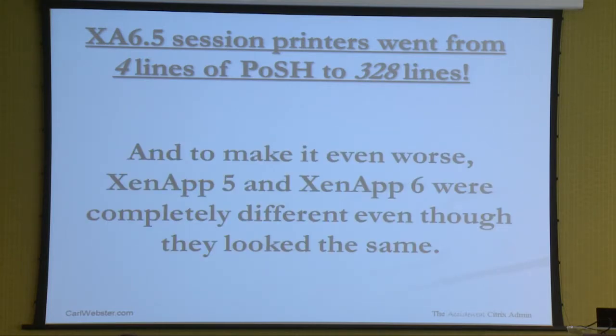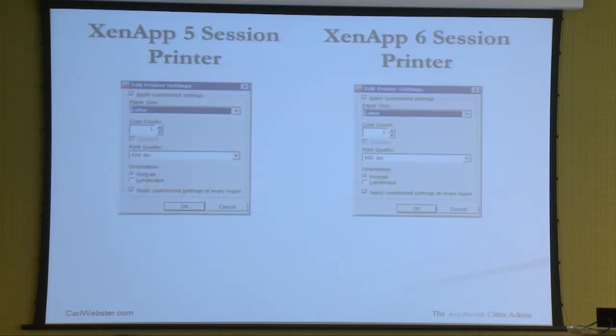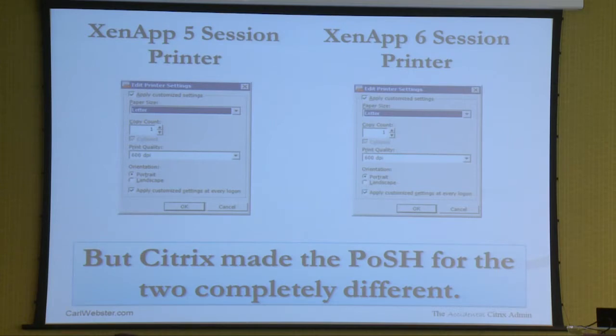Yep, you got it. And to make it even worse, XenApp 5 and XenApp 6 were completely different. There's XenApp 5, there's XenApp 6, session printer. You think they're the same? Nah. You think Citrix is bad with consoles? Man, they can't even keep this stuff sane in PowerShell between versions. I mean, consoles are nothing compared to what Citrix has done in PowerShell. Sorry.